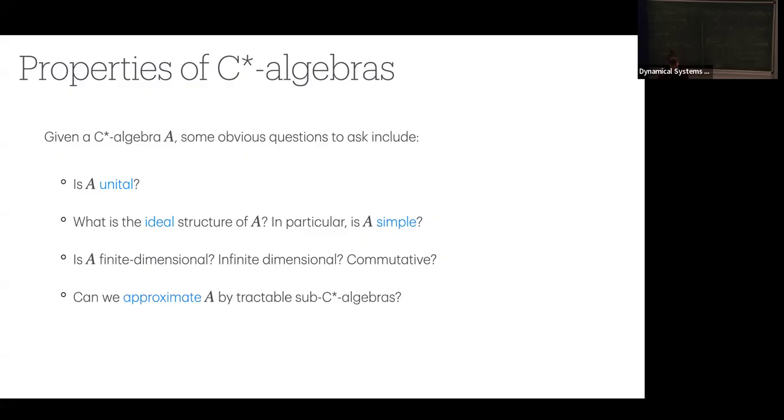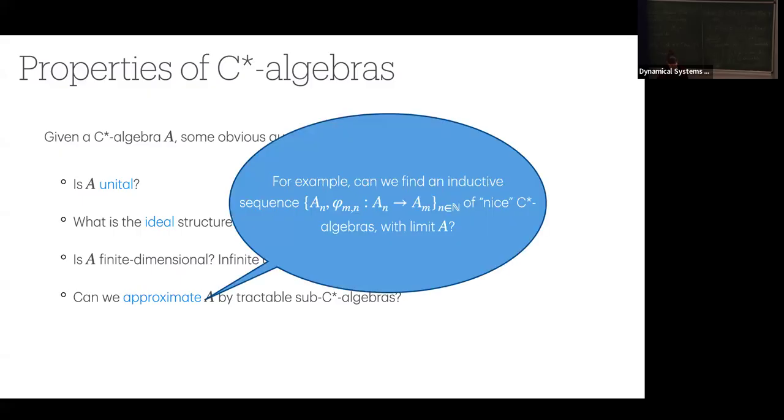So we might know which of these coasts in C-starlandia is the most appropriate way to study it from. Can we approximate A by more tractable sub-C-star algebras? By this, I usually mean something like an inductive limit. Can we find a nice inductive sequence where these A_n are much more tractable than our original A? For example, one common thing to look at is if you can do this with finite dimensional C-star algebras, which is akin, again, to hyperfiniteness in von Neumann algebra theory. And if we can break it down into these smaller parts, maybe we have a better chance of saying something about A itself.